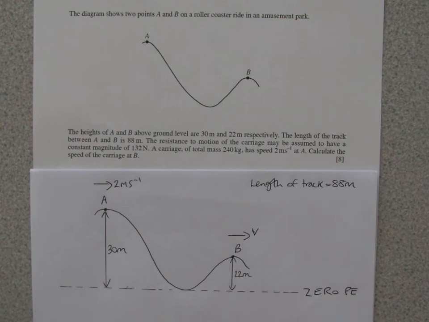Okay, so we've got this carriage of mass 240 kilograms, and it travels from A to B, and we've been given all this information. We're told A is 30 meters above the ground, B is 22 meters above the ground. Now, it's up to you where you define your zero potential energy. You might find it easier just to put it on the ground here, or you could even put it at B if you wanted to.